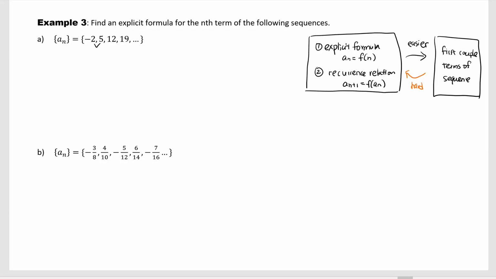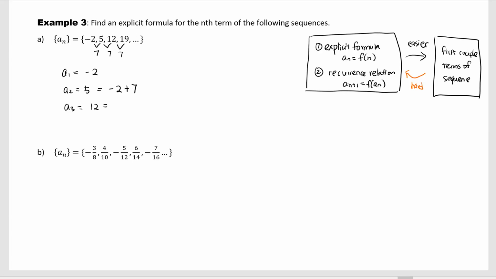Okay, 5 and -2, the difference is 7. 12 and 5, the difference is also 7. 19 and 12, the difference is also 7. So that's how we can get A1. A1 is -2. A2 is 5. But what is 5? 5 is -2 plus 7. That is how you get 5, right? What's A3? Well, A3 is 12.